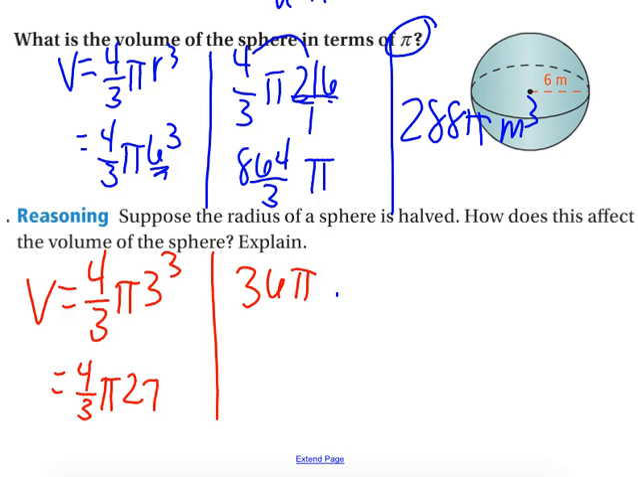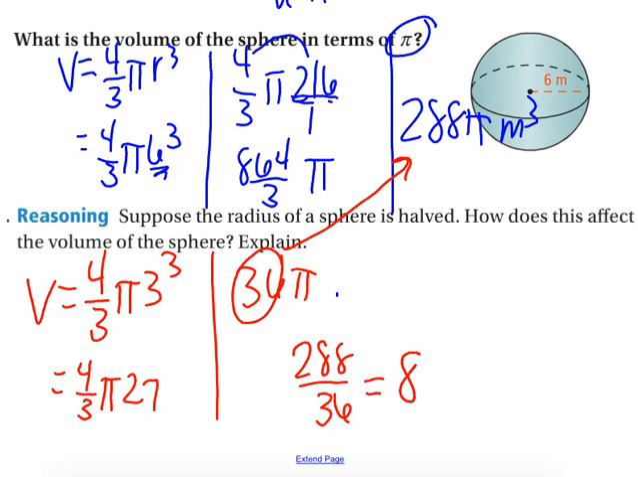Now, to find how many times bigger something is, we simply take how many times 36 goes into 288. Our pi's cancel, so 288 divided by 36 equals 8. So, that being said, it's 8 times smaller.